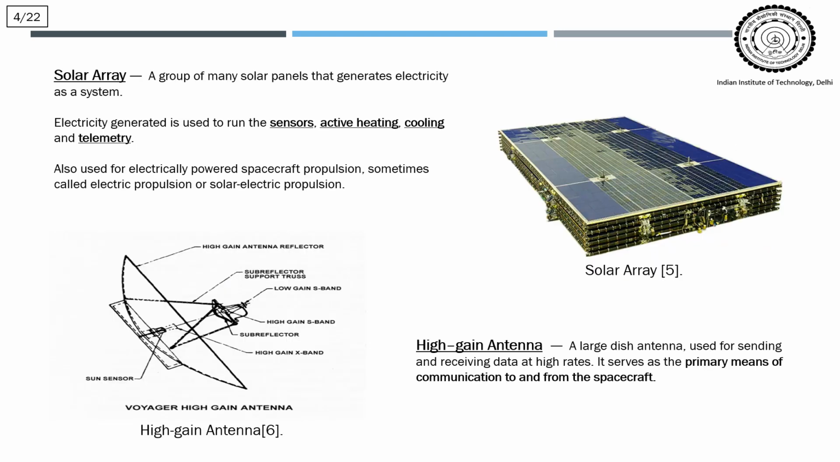Next is propellant tank. It is a container used for storing a propellant. Solar array. It is a group of solar cells, solar panels attached to the satellite. It is used for running the sensors, active heating, cooling, and telemetry, and can also be used for electric propulsion or solar electric propulsion. For primary means of communication, high gain antenna is used.